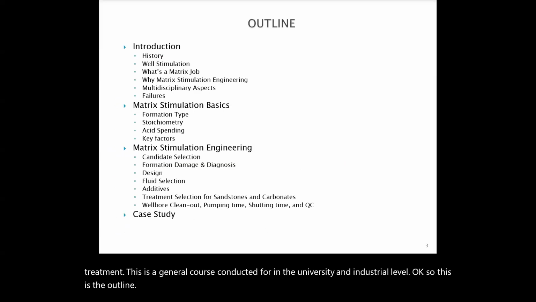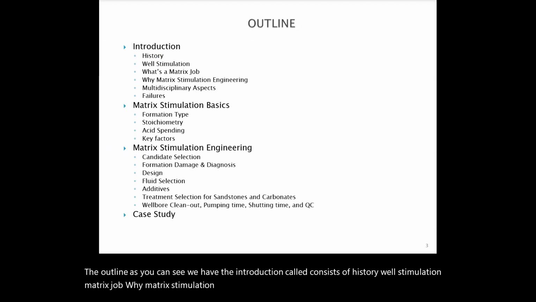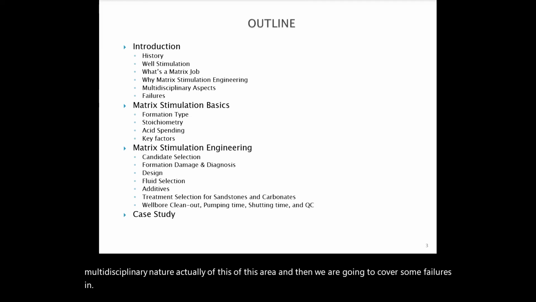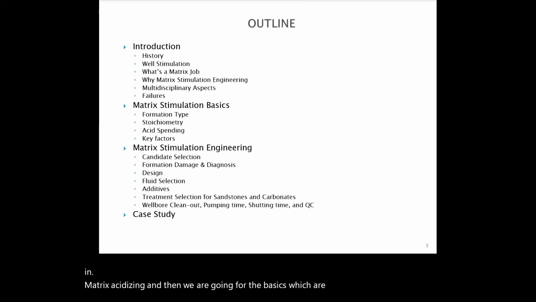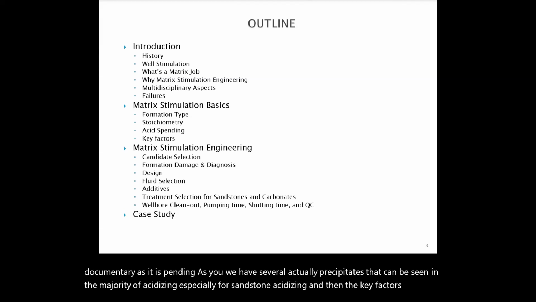The outline, as you can see, has the introduction, which consists of history, well stimulation, matrix job, and why matrix stimulation engineering. We are also going to go for the multidisciplinary nature of this area, and then cover some failures in matrix acidizing. Then we go for the basics, which are very important: formation type, stoichiometry, acid spending. As you know, we have several precipitates that can be seen in the majority of acidizing, especially sandstone acidizing. And then the key factors, we will wrap up this section.